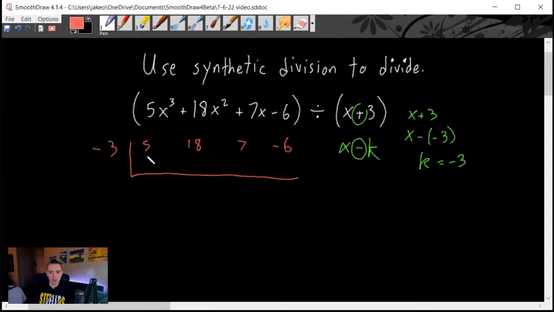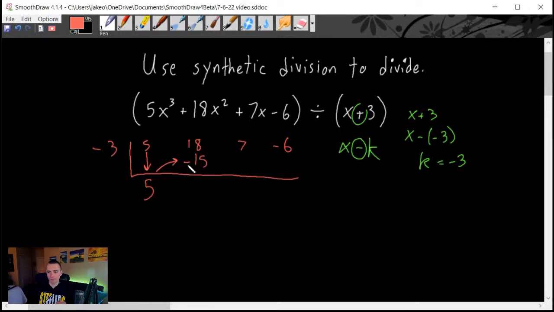You're basically just going to start by taking whatever this first number is here, in this case 5, and carry it all the way down to the bottom here. Okay. Then from there, you're going to go diagonal. So you're going to go from 5 to over here, and you're going to write a new number right here. That new number is just going to be whatever this number down here was times your k. So 5 times negative 3 gives us negative 15. So we're going to write that right here.